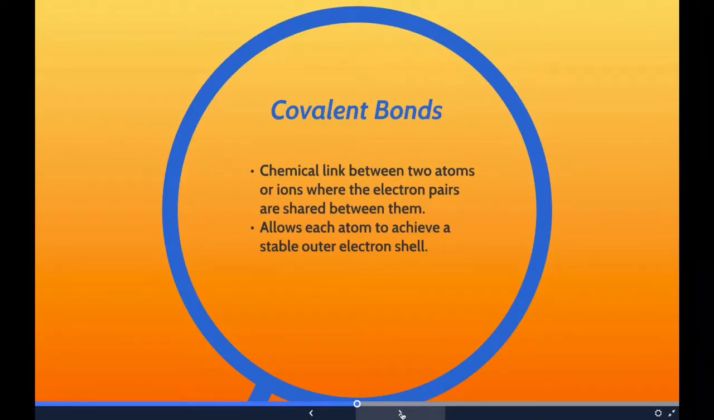A hydrogen molecule, H2, consists of 2 hydrogen atoms joined by a covalent bond. Each hydrogen atom needs 2 electrons to achieve a stable outer electron shell. The pair of electrons is attracted to the positive charge of both atomic nuclei, holding the molecule together.